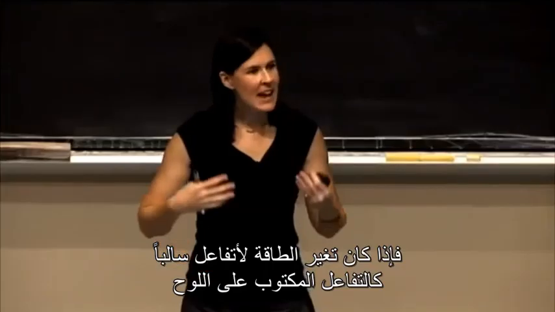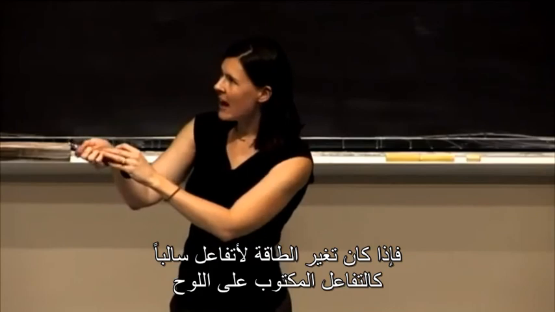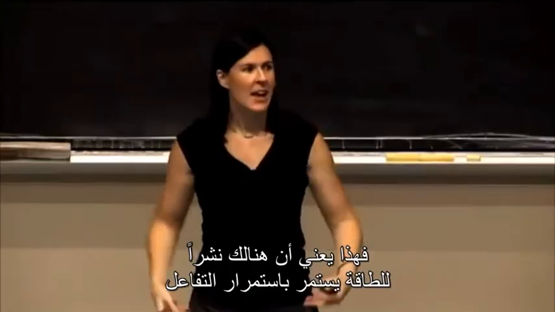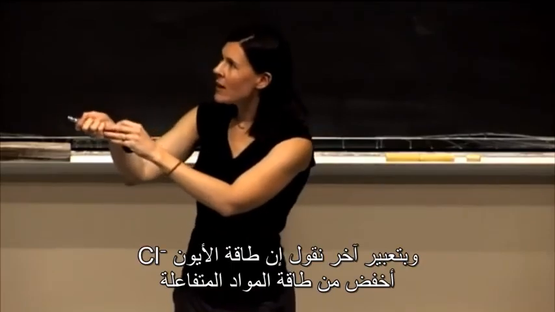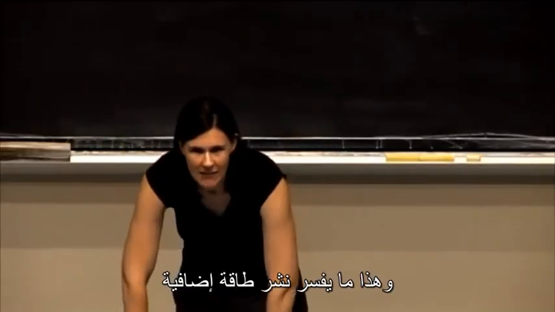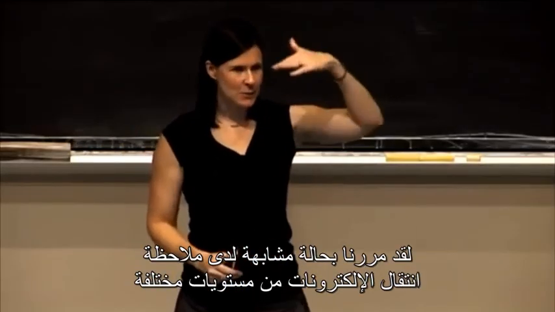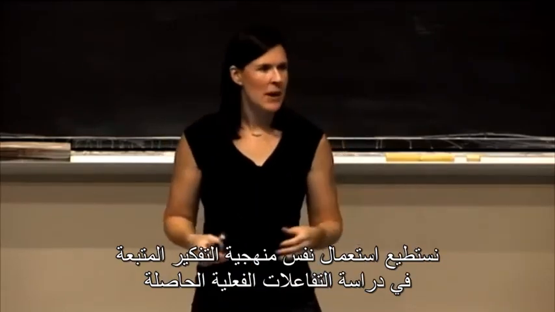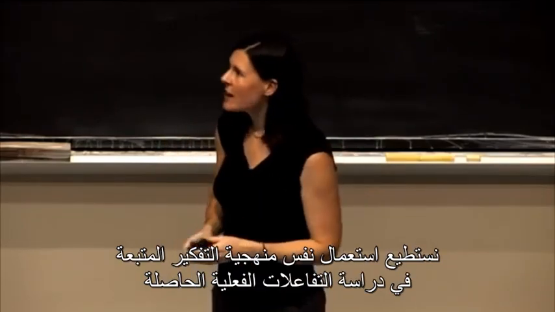So if we have a negative change in energy for any reaction as it's written, what that actually means is we're giving off energy as the reaction proceeds. So in other words, this Cl- is actually lower in energy than the reactants were. So that's why we're giving off extra energy. We saw a similar thing as we saw electrons move from different levels. We can think of it in the same type of way when we're talking about actual reactions happening.